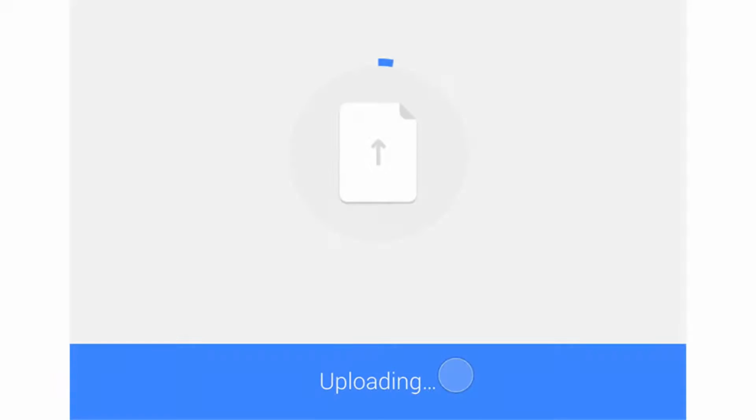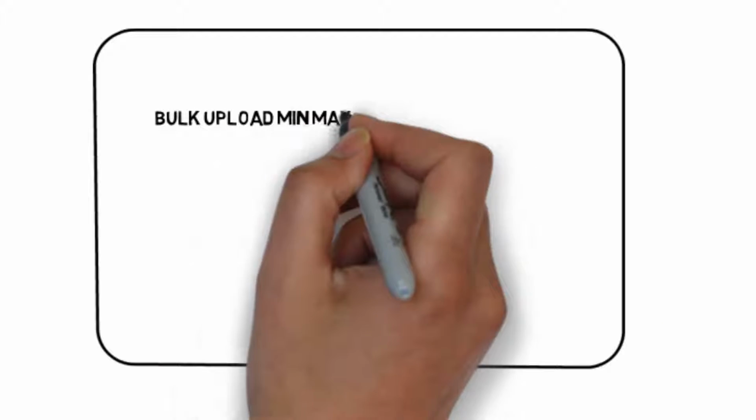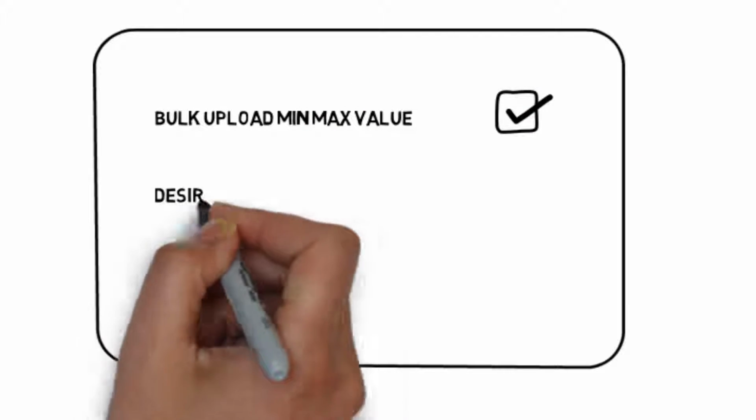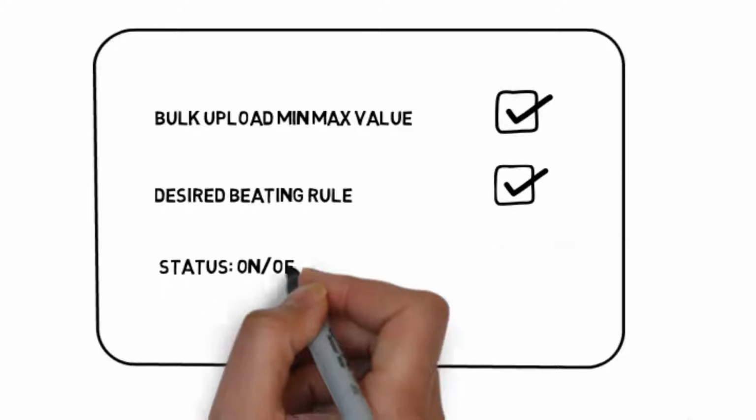In this tutorial, you will learn about repricing via file upload. With this file upload feature, you can bulk upload the min and max value of each SKU and the desired bidding rule, as well as update the status of each SKU.